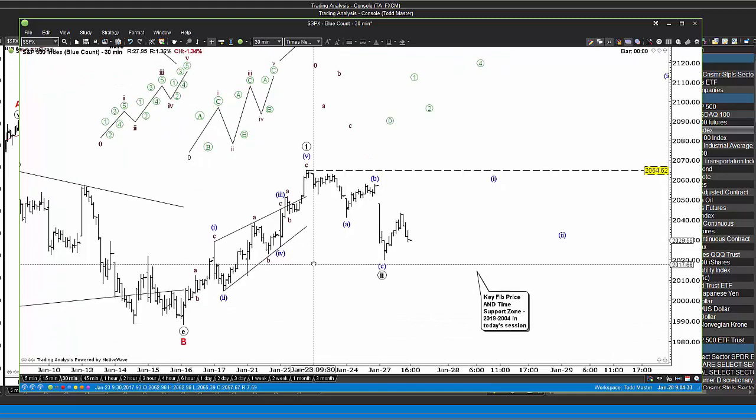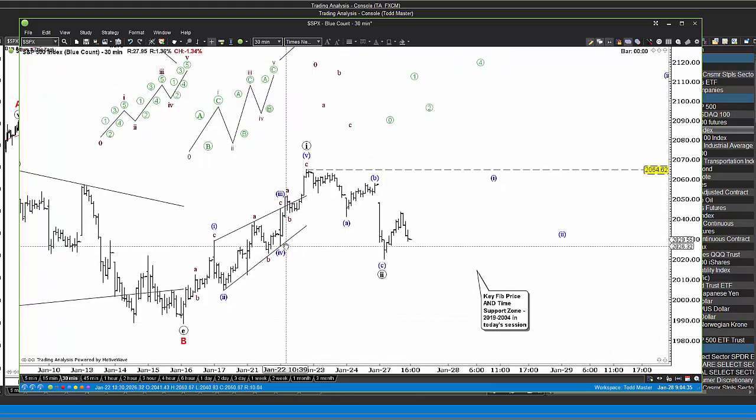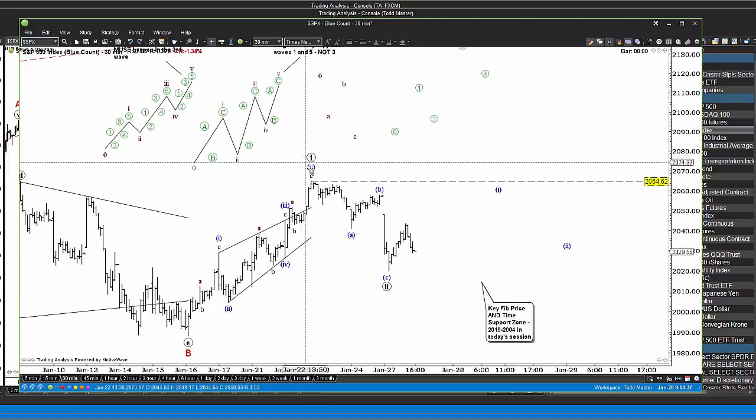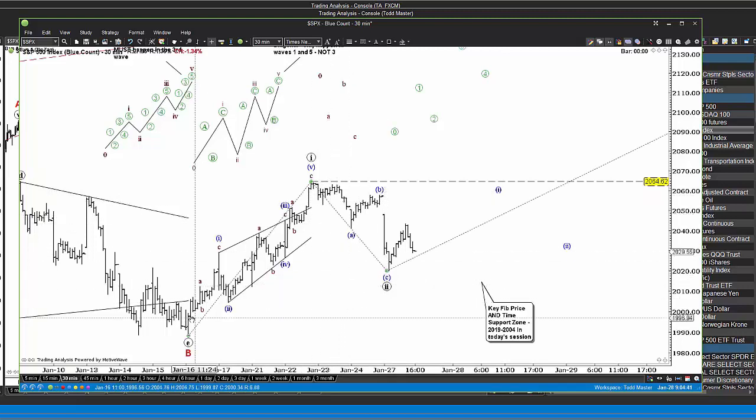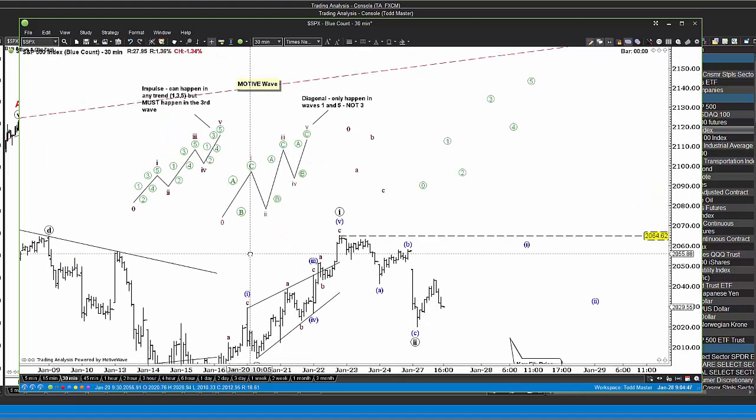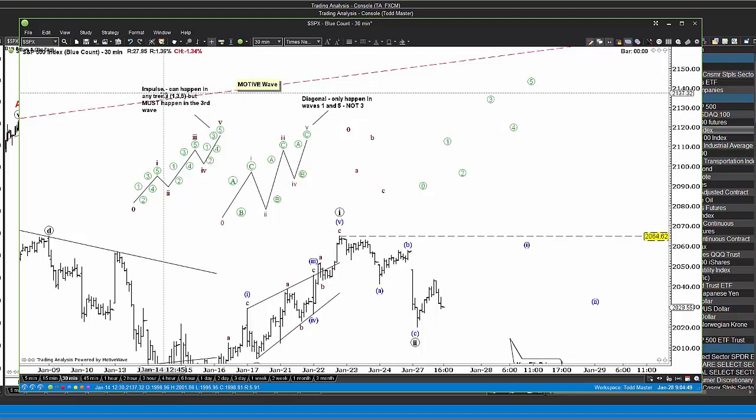Okay, while you guys are answering that question, the way we're going to be doing this is you want to look for your first fib retracement. Great job, guys. Impulse. Well done. There's 2 kinds of motive waves, an impulse and a diagonal. An impulse can happen in any trend, 1, 3, and 5, but must happen in the 3rd. A diagonal only happens in waves 1 and 5, not 3. Well done.